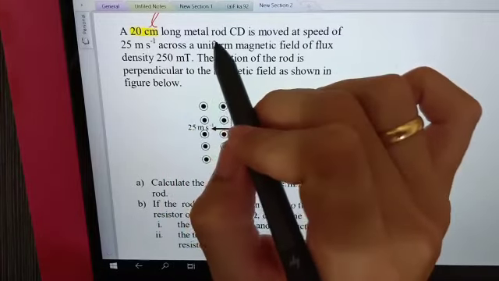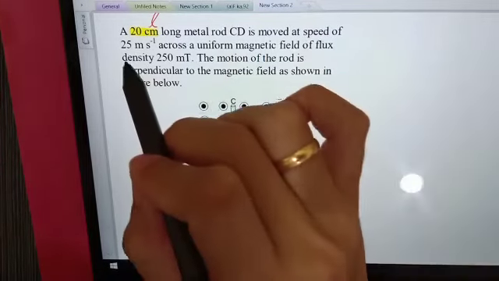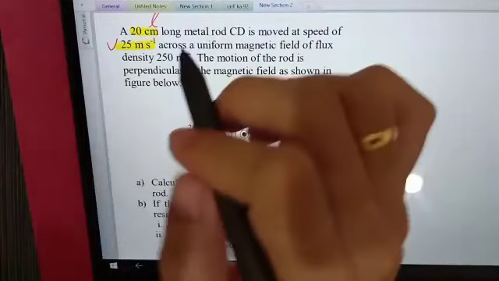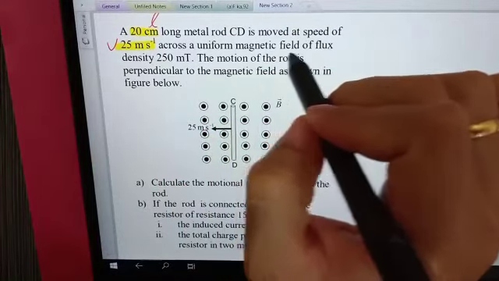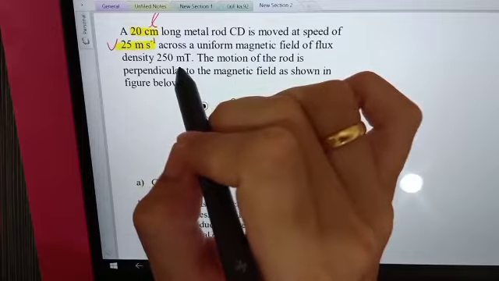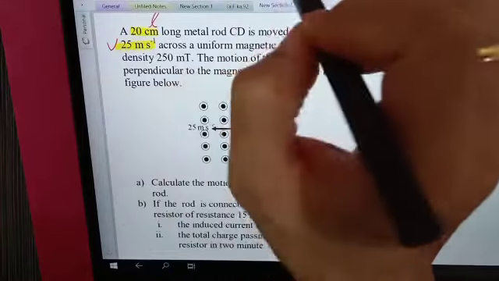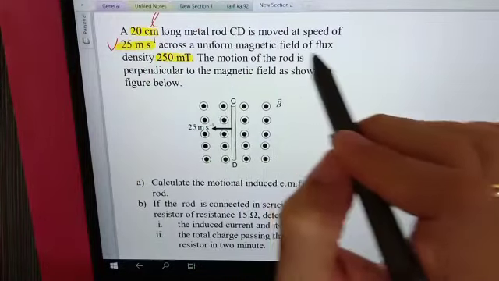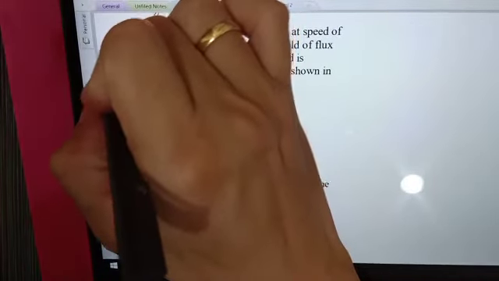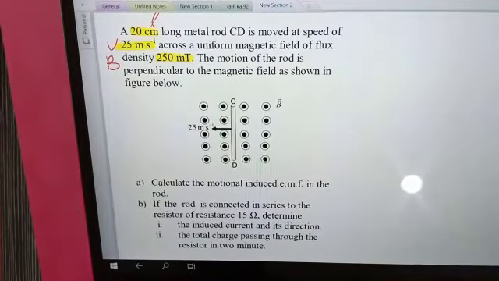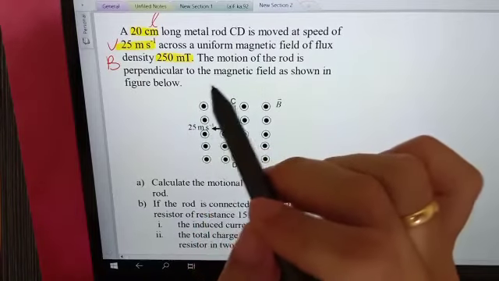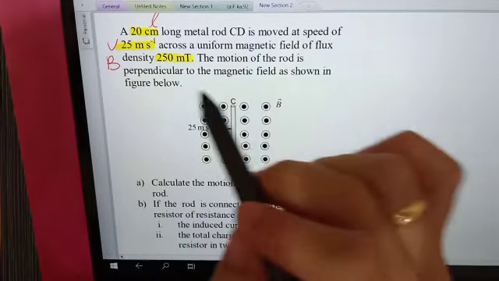A 20 cm long metal rod CD is moved at the speed of 25 meters per second. So this is the speed V, across a uniform magnetic field of flux density 250 millitesla. So this one will be the magnetic field strength, this is the B. The motion of the rod is perpendicular to the magnetic field, as shown in the figure.